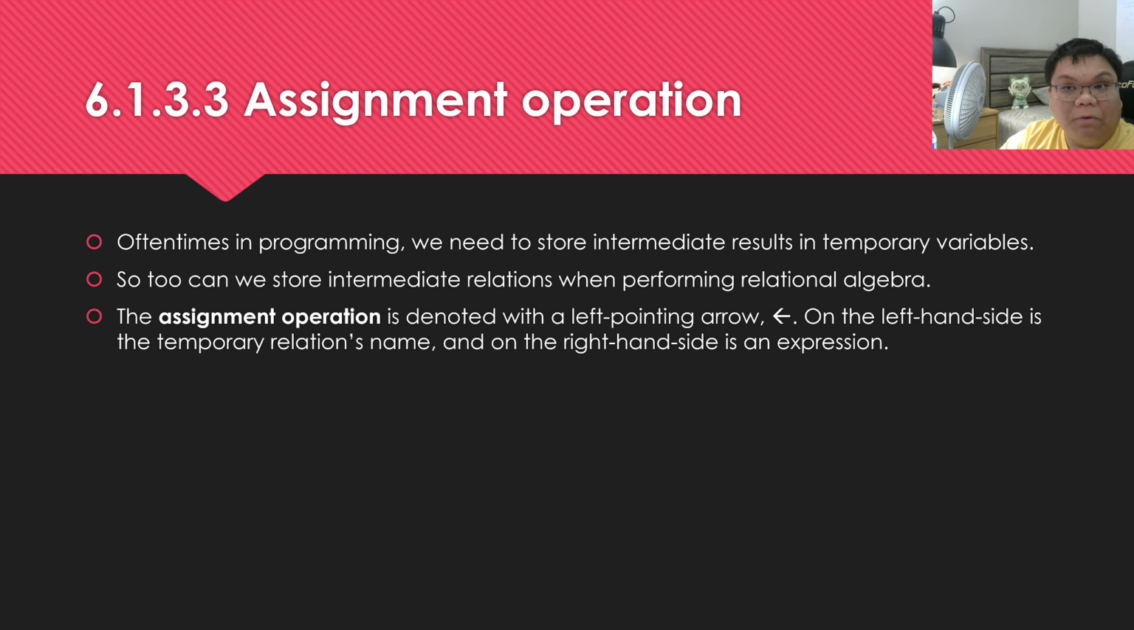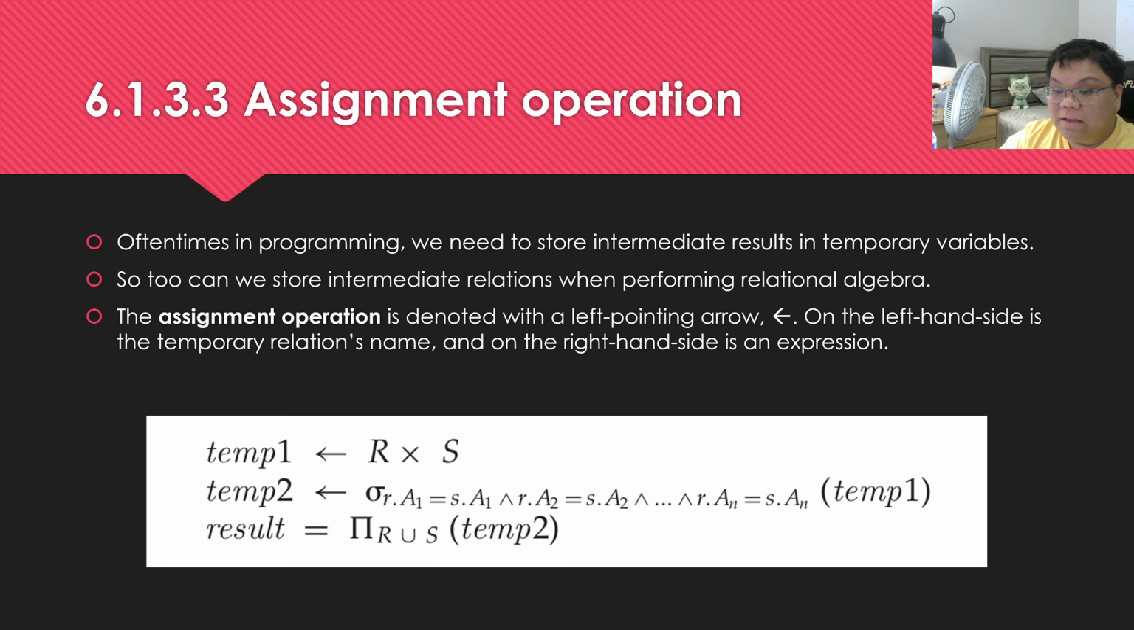Oftentimes, when we perform algorithms or programming, it's convenient to store intermediate results in a temporary value. But for this to work, we need to define an assignment operation. So the assignment operation is a left-pointing arrow. On the left-hand side is the name of the temporary relation. On the right-hand side is an expression.